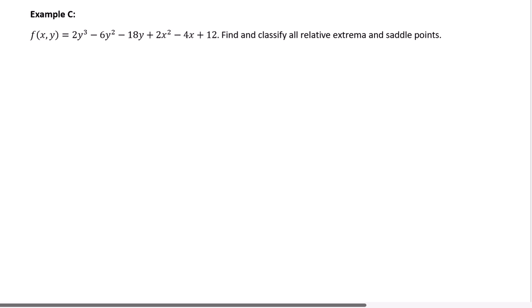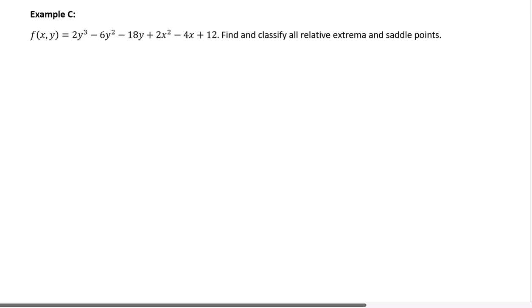Take a look at example C. We have f of x, y equals 2y cubed minus 6y squared minus 18y plus 2x squared minus 4x plus 12. We are supposed to find and classify all relative extrema and saddle points. Classify just means, is it a maximum or a minimum?